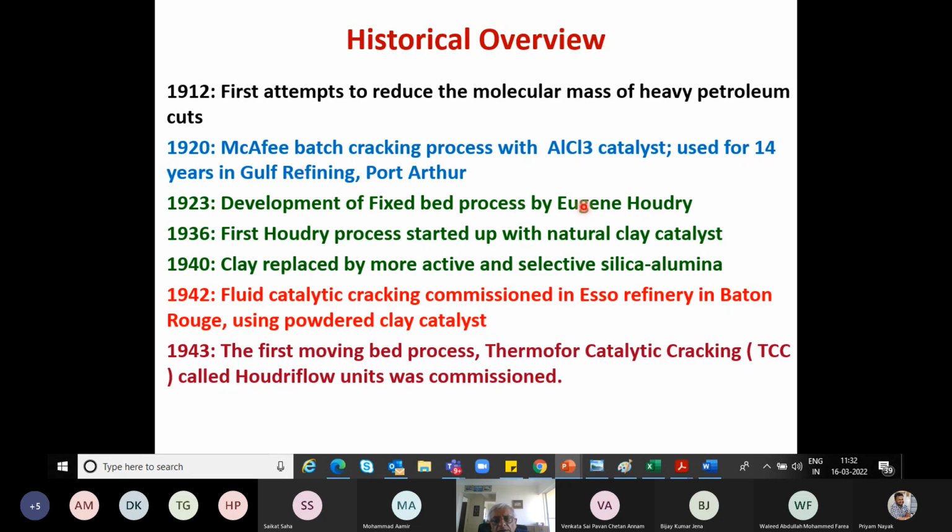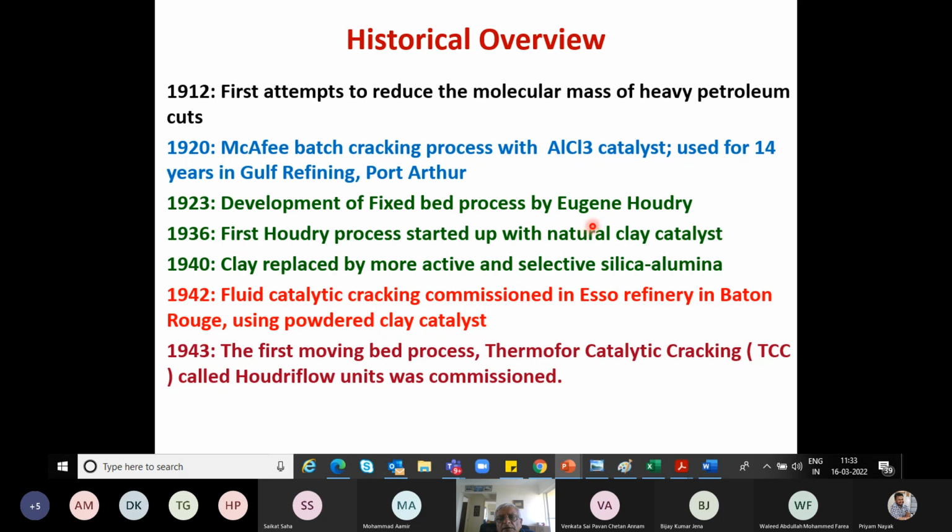Eugene Houdry, another French scientist, actually came up with what is called the Houdry process. In fact, if you look at some of the old literature in our industry, there's a very classic book written by UOP. The title of the book is Ideas on Rent. I would encourage all of you to download that book from the internet and read it. It is very interesting the way the oil industry grew up.